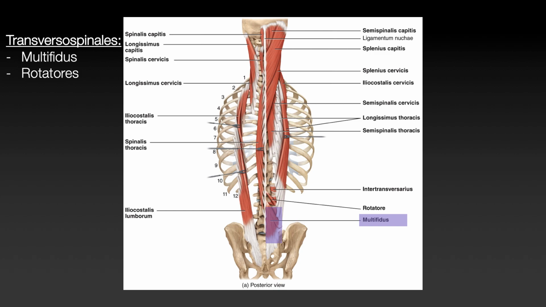Multifidus is a broad band of muscles. You can see that they're angled obliquely. From the attachment points laterally, they move towards the spinal processes of the vertebrae. If you were to shorten the connection points, what would happen?